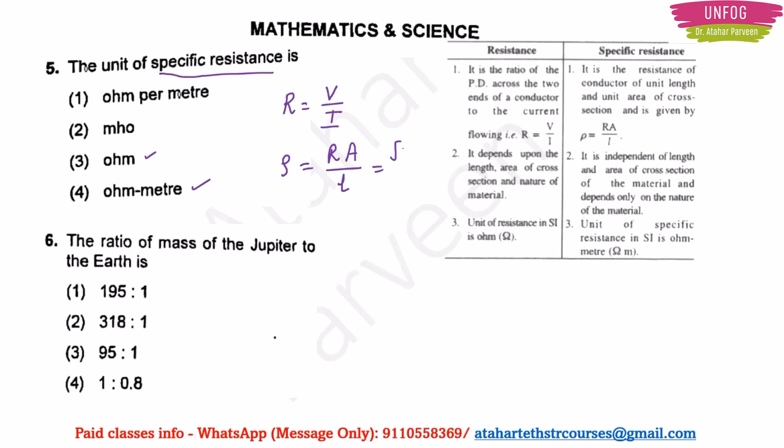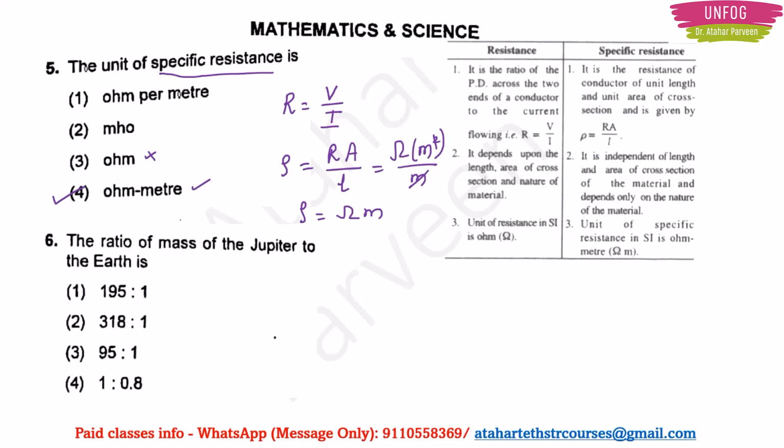So here I have ohm for resistance, for area I have meter square, for length I have meter. This meter will get cancelled and the unit for resistivity will become ohm meter. So option 4 will be the correct answer here. Okay, clear, right? Next question.